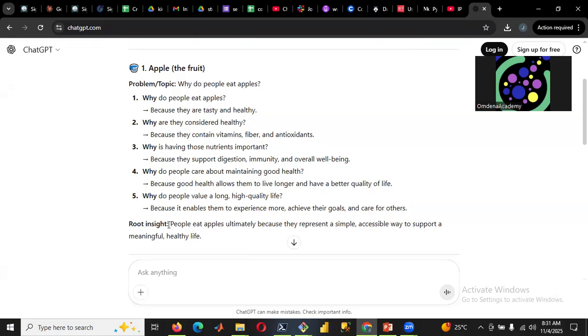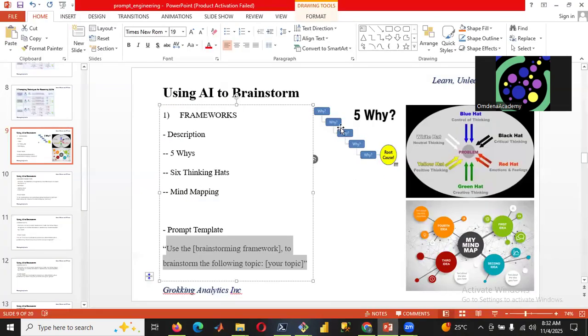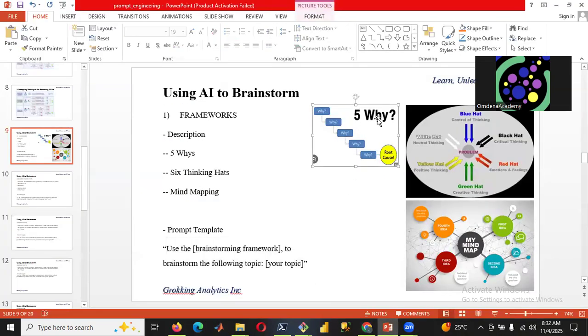So at the end of the day, you end up at the root. People eat apples ultimately because they represent a simple, accessible way to support a meaningful and healthy life. There's always a root, and that's why I'm taking you to this place. You can see this diagram here. This diagram is showing us the why, and then the root cause. So it's always going to take you back to the root cause.